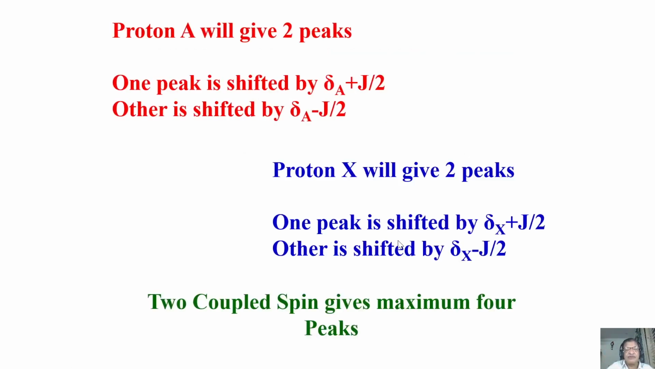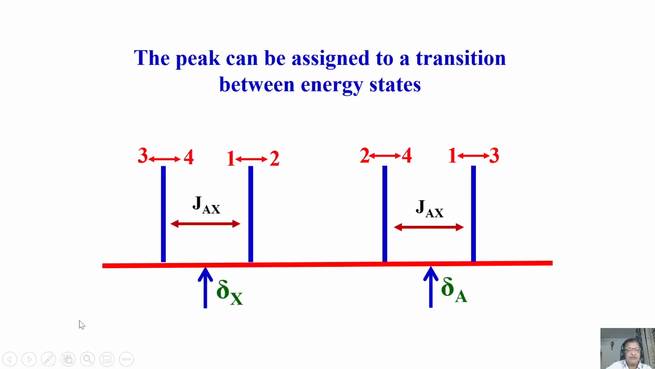This is what I wanted to say. This is what we observed. The 1, 2 and 3, 4 transitions correspond to X with this separation. The 2, 4 and 1, 3 transitions correspond to A with this separation. The center of this doublet always gives you the chemical shift of A, and the center of this doublet gives you the chemical shift of X. So the analysis of the two coupled spin system A and X, which are very well separated and weakly coupled, is very easy to interpret.